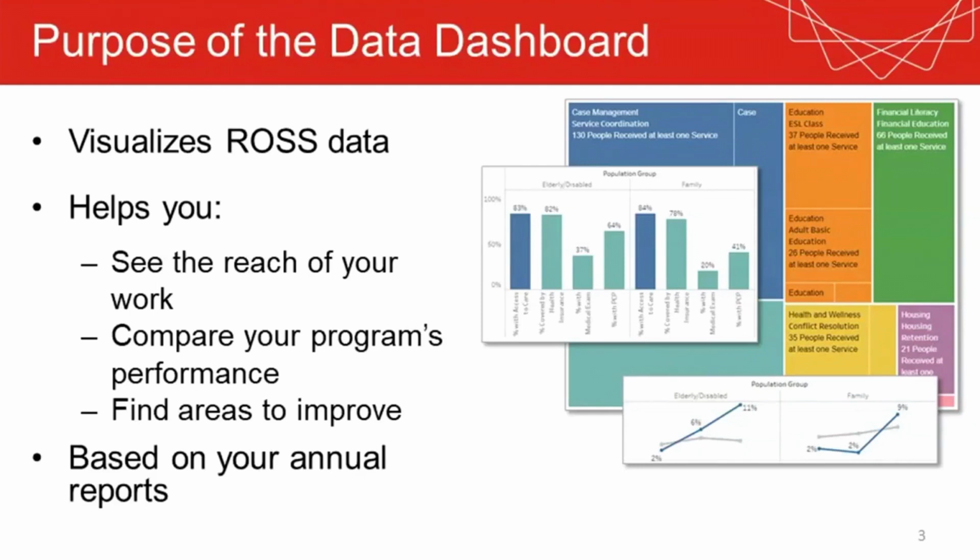You can identify where and how you can strengthen your program's performance, including how to better reach participants with more services, how to improve participant outcomes, and how better data submissions can more accurately reflect your performance. The data in the dashboard comes from your annual reports already submitted each year to HUD. There's no new data collection or submission that's required for your data to be included in the dashboard.